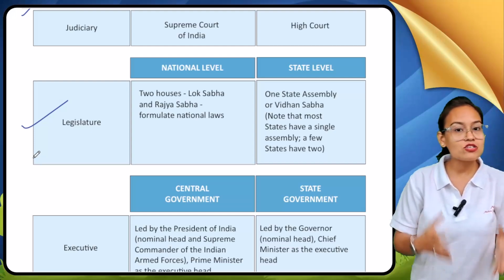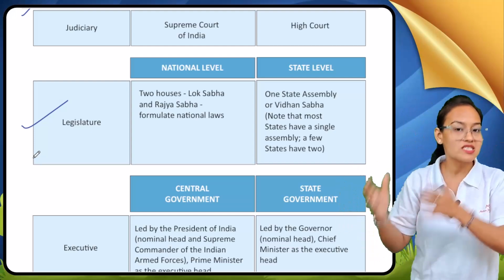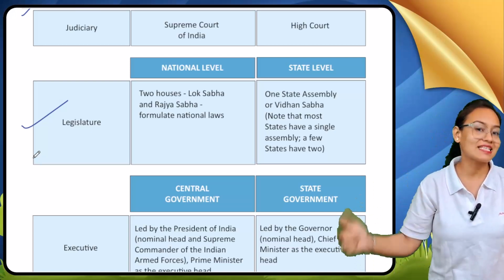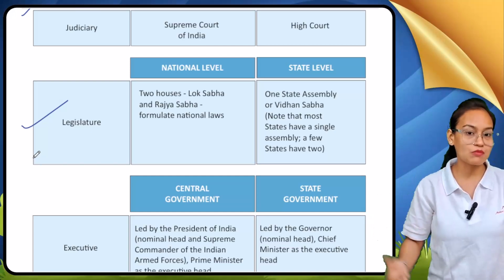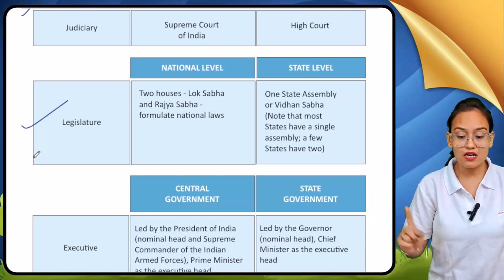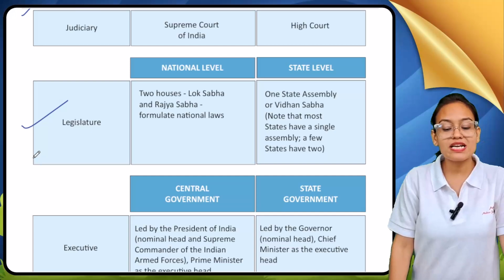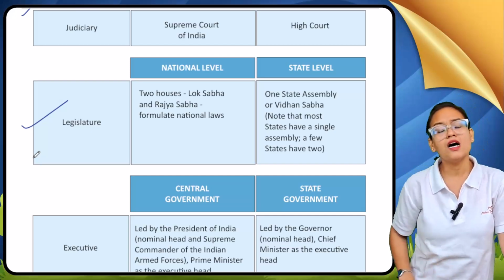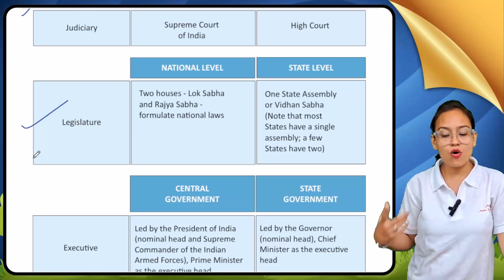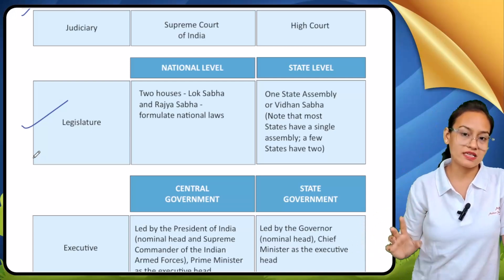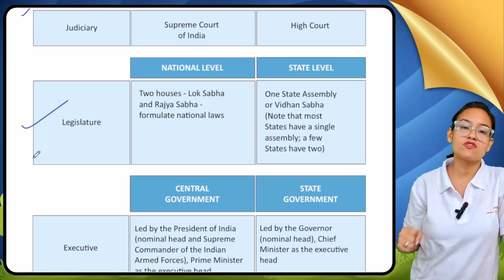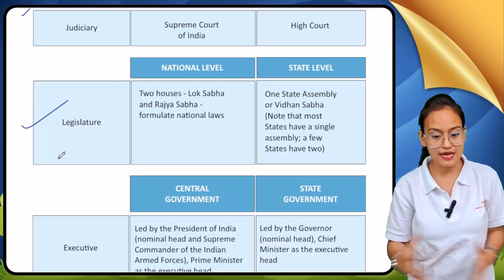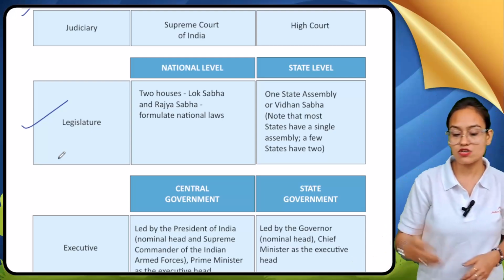On the state level, the legislative body consists of one state assembly, or Vidhan Sabha. Note that most states have a single assembly, and a few states have two. Many states of India only have a single assembly, but a few states of our country have two houses: the Vidhan Sabha as well as the Vidhan Parishad.